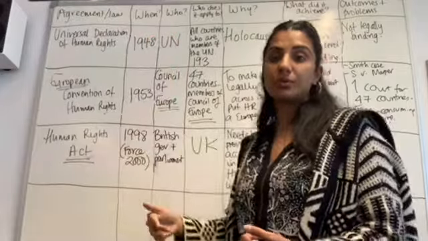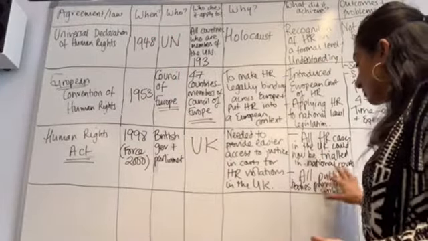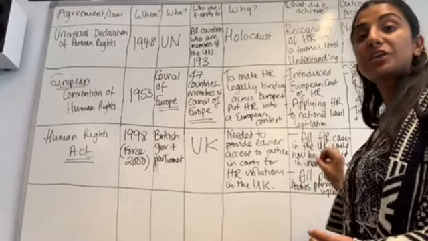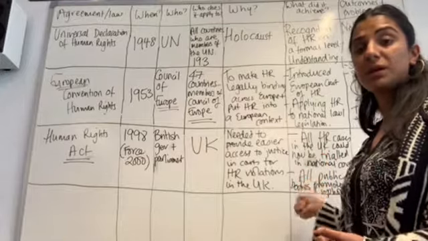So having human rights as a piece of legislation in the UK led to lots of positive outcomes to ensure that human rights violations were prosecuted and trialled in court and people were held to account.